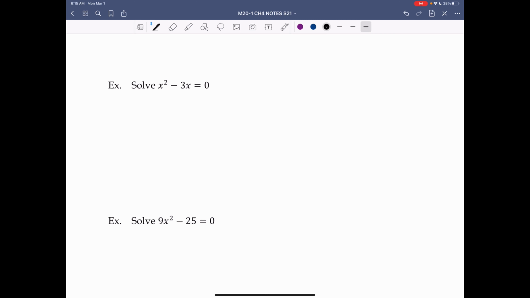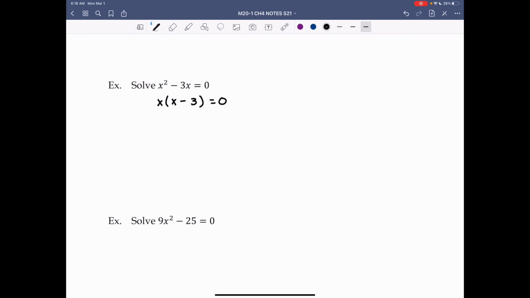So does this binomial have a common factor? X squared minus 3x. They both have an x in them. So yes, we can factor out an x. And then we're left with x minus 3 equals 0. So x times x minus 3 equals 0. These are our 2 factors. X times the binomial x minus 3. If either of those 2 equals 0, then the product equals 0.